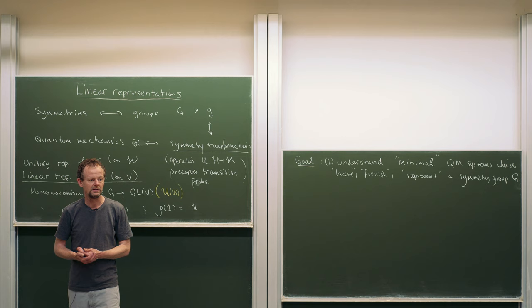So the last one is the permutation representation. G acts on itself. That's something very nice about groups. You can think of the group as a set, and then you can multiply on the left, and it moves all the elements of the group around.